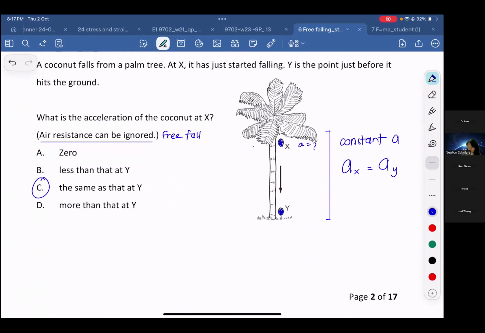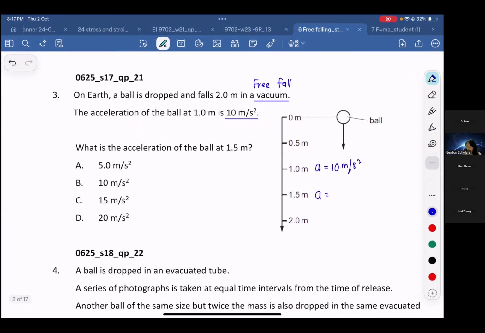Let's say this one is 0.1 meter, then this one is maybe 0.8 meter. Your acceleration, what's going on? So you come back to this question. At 1.0 meter, the acceleration is 10. So at 1.5 meter, you also need 10 meter per second square. Yes, correct, Hui Tong. So this is constant acceleration. They changed the way of asking, but actually it is testing the same concept.